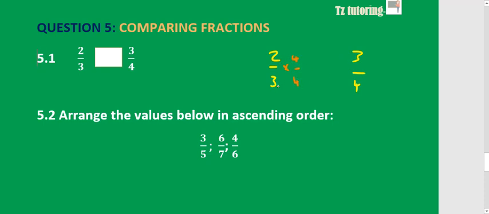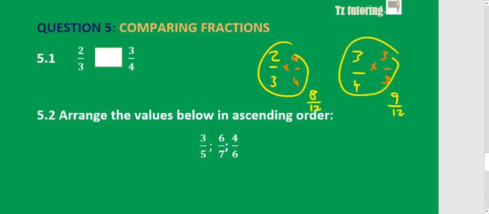So we multiply 2 over 3 by that denominator, and we multiply 3 over 4 by the other fraction's denominator, so that we can get the denominators to be the same. 2 times 4 is 8, and 3 times 4 is 12. So that fraction will give us 8 over 12. 3 times 3 is 9, and of course 4 times 3 is also 12. So that's what we get from that fraction, 9 over 12.